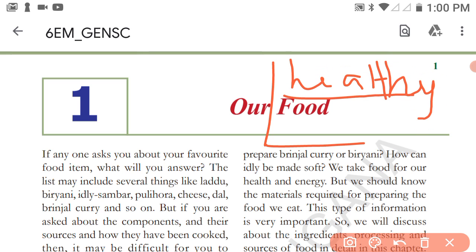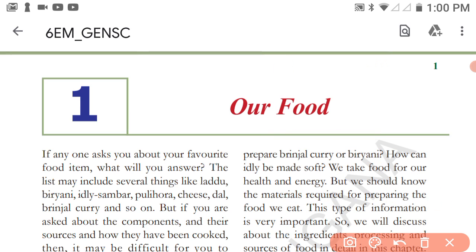Healthy food means complete food. What does healthy food or complete food mean? Healthy food or complete food means it contains all the nutrients.